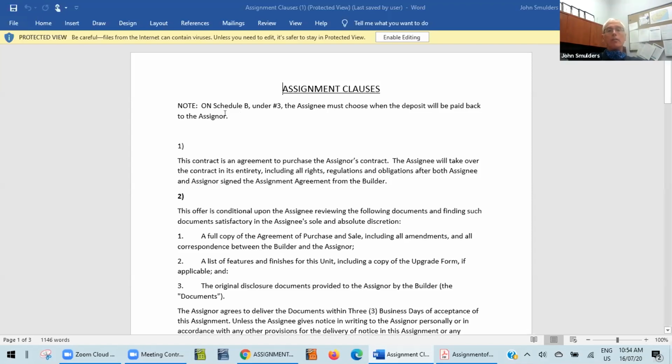So the assignment clauses. The contract is an agreement to purchase the assignor's contract. The assignee will take over the contract in its entirety, including all rights, regulations, and obligations, okay? The buyer is agreeing to assume the contract.